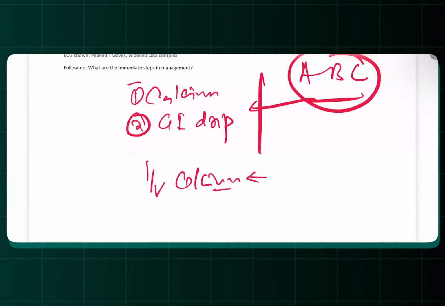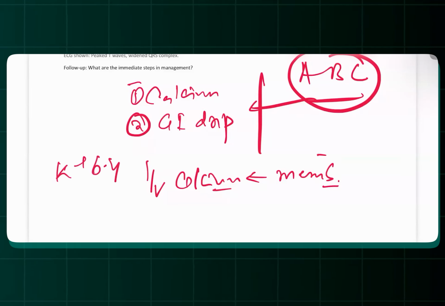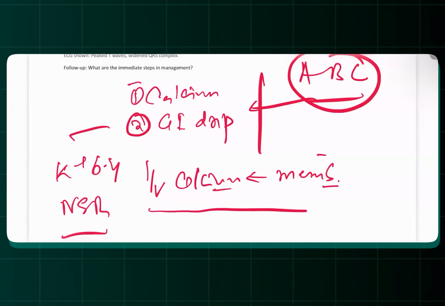What is the rationale of giving IV calcium? The cardiac stabilization. Membrane stabilizing action. But what will it do? Will it reverse whatever problem has been caused by the potassium, or what are the indications for it to be used? Let us say a patient has a potassium of 6.4, a normal sinus rhythm. Patient has come to you with maybe breathing difficulty. Will you give IV calcium? No, sir. Why? Sir, only if ECG changes are there.